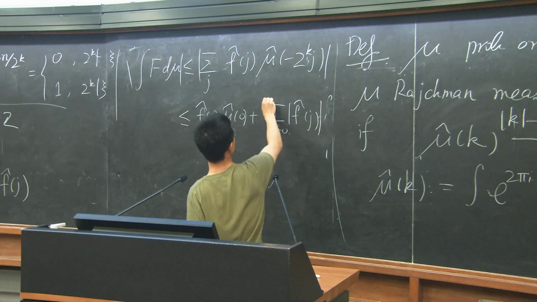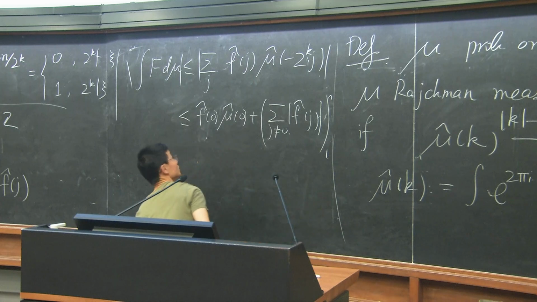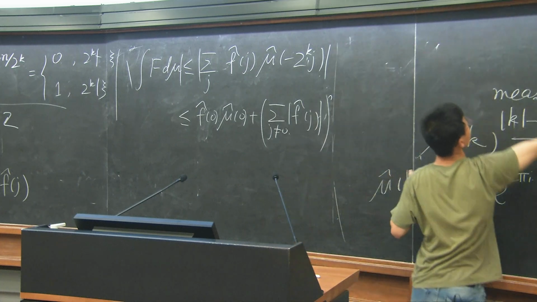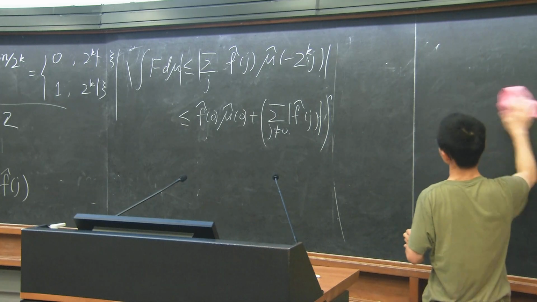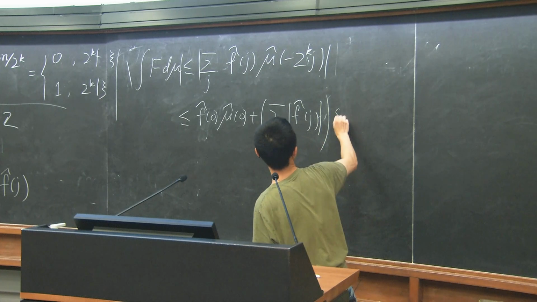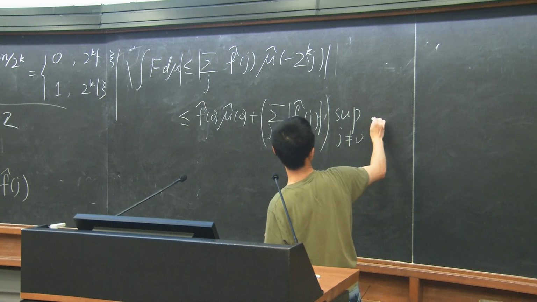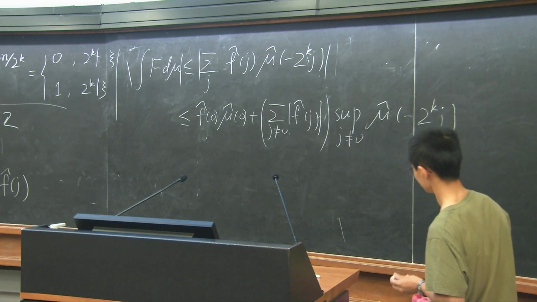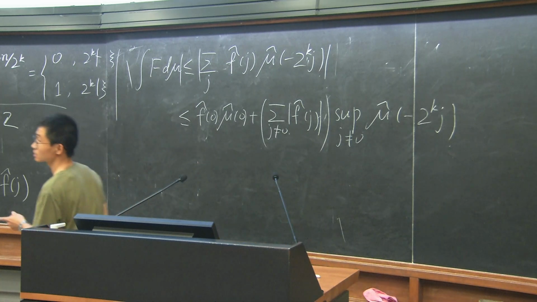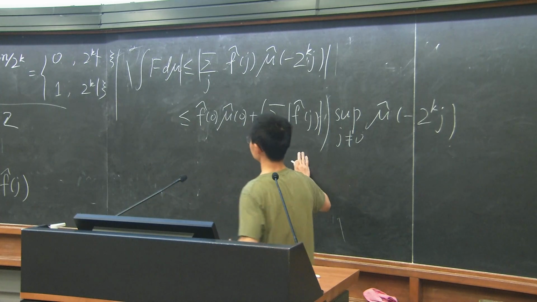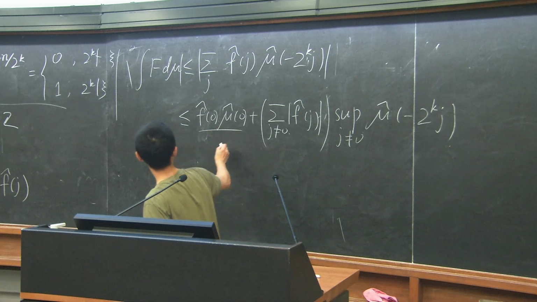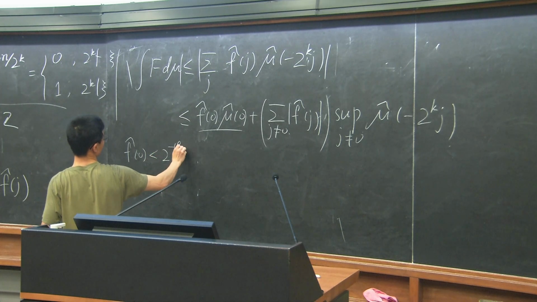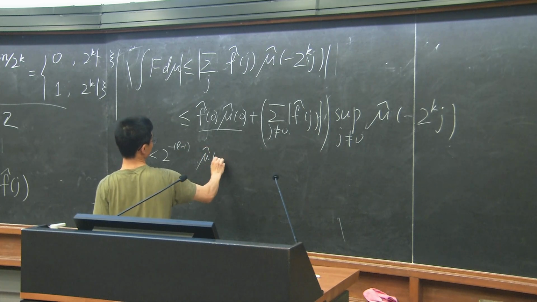Take f hat g, and the supremum is the last one, times the supremum over g non-zero of mu hat at 2 power k g. So then the original estimate is replaced by this estimate. And for the 0 term, it's simple. F hat 0 is just something less than 2 power minus L minus 1, something. And mu hat 0 is 1.